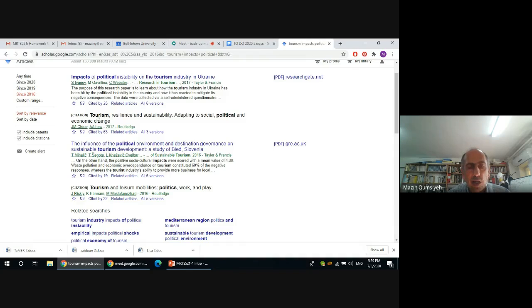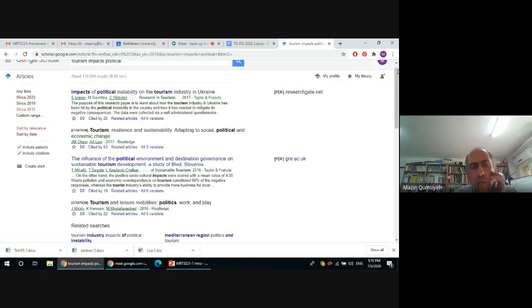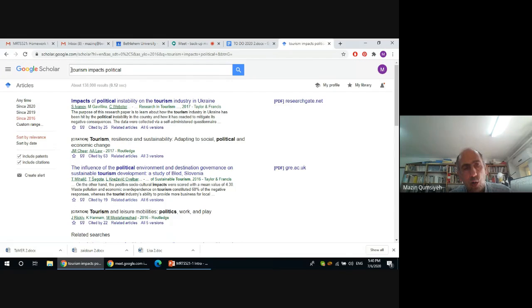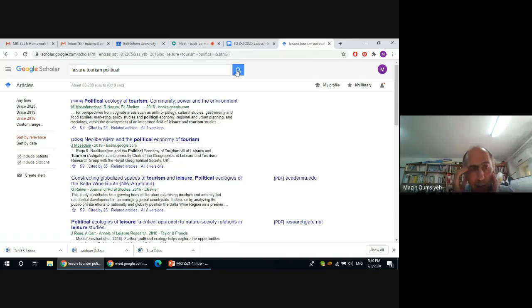Here, for example, this one says tourism and leisure mobilities, politics, work and play. Maybe one of you is interested in this subject and can say, oh, maybe this is what I'm interested in, is leisure and politics. Maybe I want to now change my keywords and put the word leisure tourism, okay? And forget impacts. I want just the political and leisure tourism, and see if there's papers related to that.